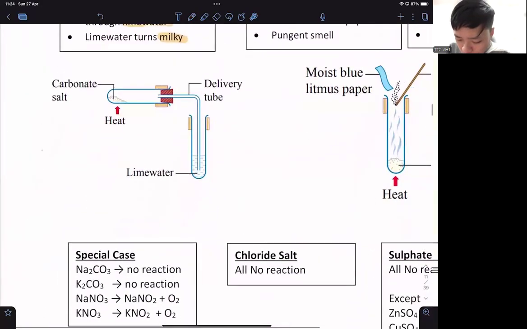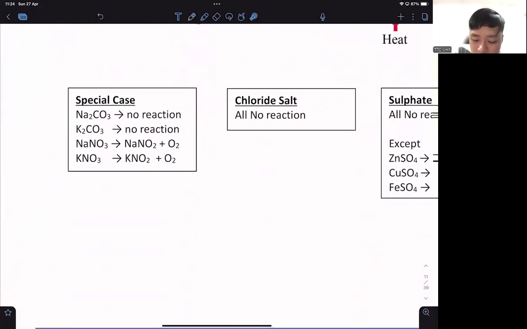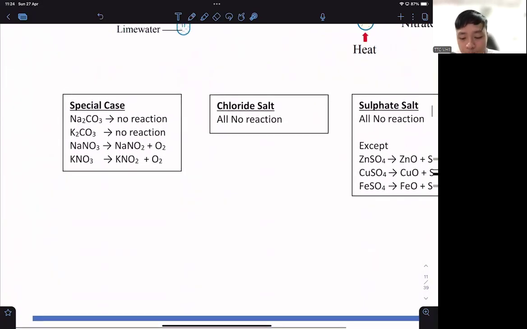Now the only special ones are sodium carbonate and potassium carbonate: when you heat, no reaction. It means they remain the same, nothing comes out. Sodium and potassium carbonate are the special case.